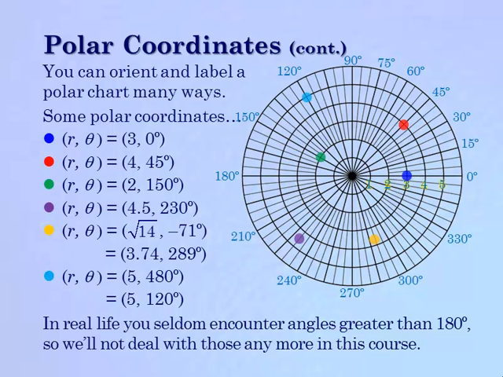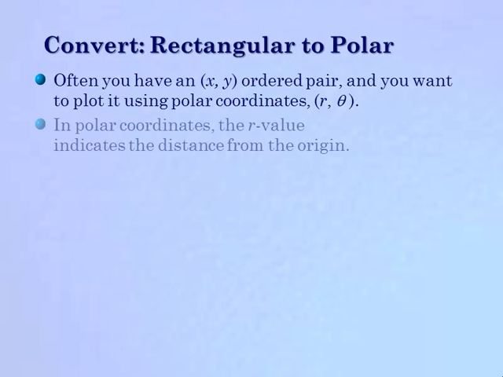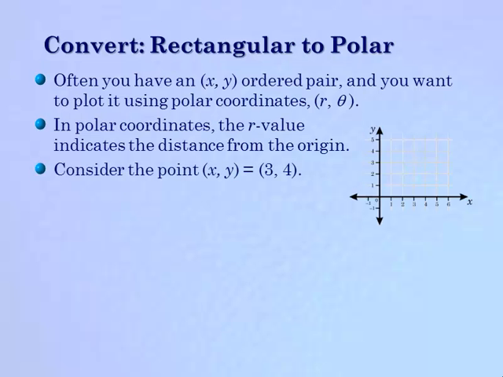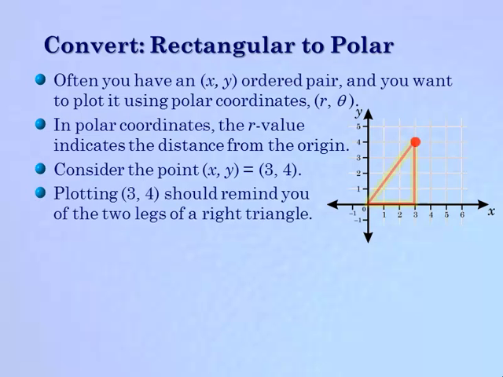You may have an xy ordered pair, but you want to plot it using polar coordinates, r theta. In polar coordinates, the r value indicates the distance from the origin. So let's consider the xy point as 3 and 4. Well, how far is that from the origin? When you're plotting that, you probably should have been reminded of a right triangle. It has a leg of 3 and a leg of 4.